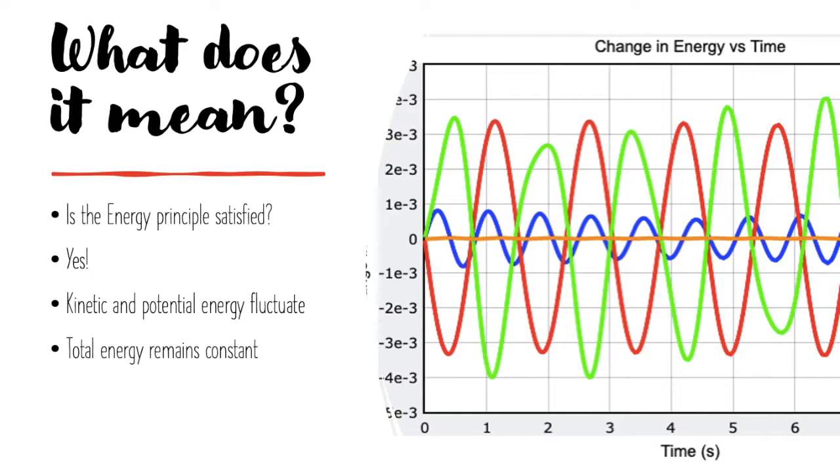So what does this all mean? Is the energy principle satisfied? Yes, it is. As we see in this graph, the total energy is in yellow, and it is constant at 0 for the entire time. Even though the kinetic and potential energies fluctuate, as we can see, the kinetic and the spring force and the gravitational force all fluctuate and change, the total energy remains constant.